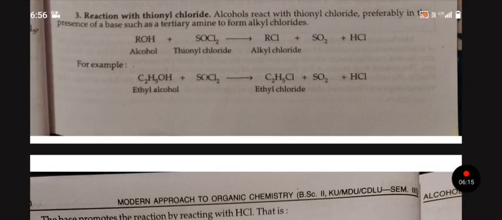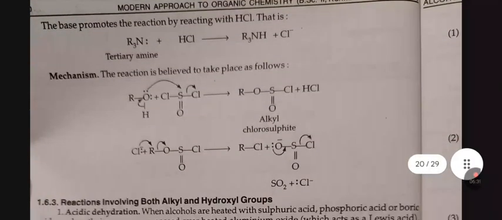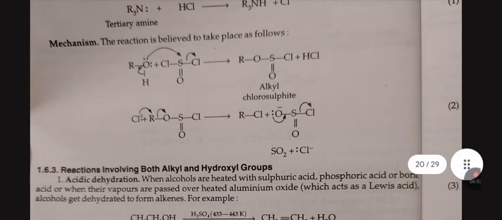Reaction with thionyl chloride. Alcohols react with thionyl chloride, preferably in the presence of a base such as tertiary amine, to form alkyl chloride. Alcohol plus thionyl chloride will give alkyl chloride plus SO2 plus HCl. For example, ethyl alcohol plus SOCl2 will give ethyl chloride plus SO2 plus HCl. The base promotes the reaction by reacting with HCl, that is, tertiary amine plus HCl will give R3NH+ Cl-. The mechanism is given below.